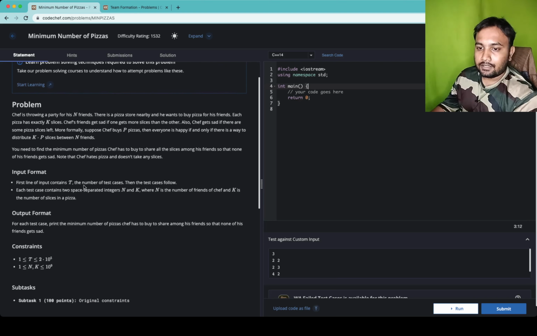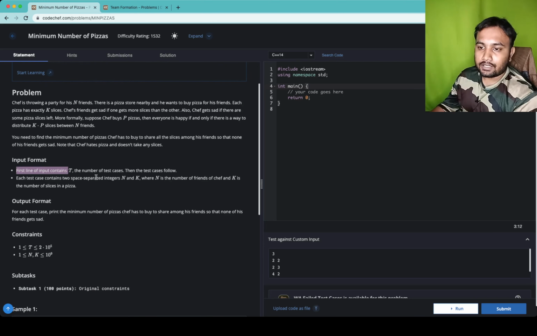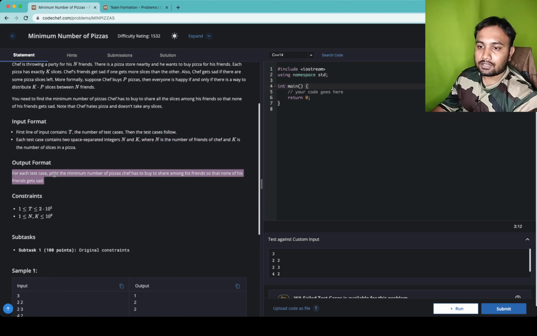Okay, so the first line of input contains t, the number of test cases. Okay, and each test case contains two separate integers n and k, where n is the number of friends of chef and k is the number of slices in the pizza. Okay, and for each test case, print the minimum number of pizzas chef has to buy to share among his friends so that none of his friends get sad.